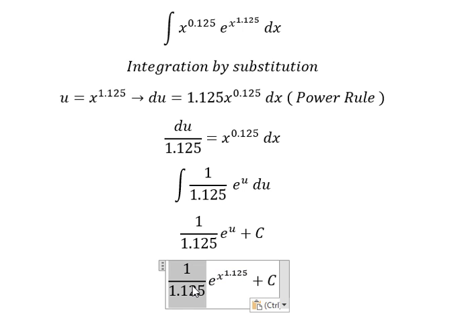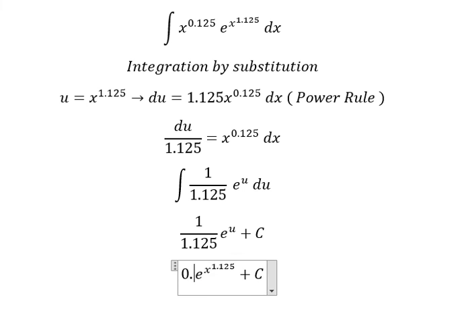And this one we calculate, and you got 0.88889. And this is the final answer. That is the end.